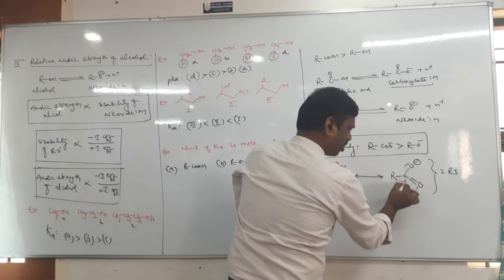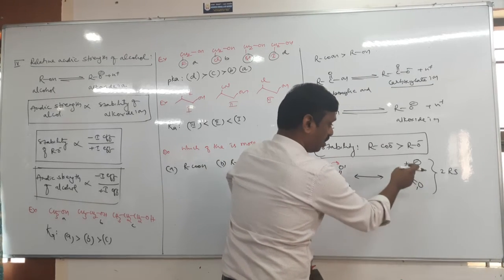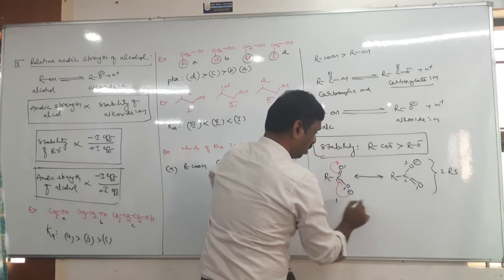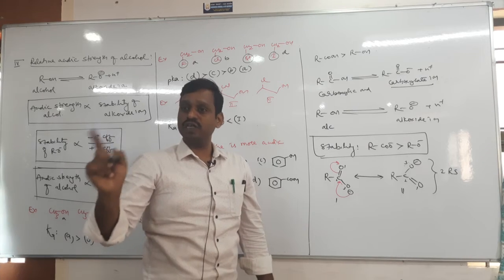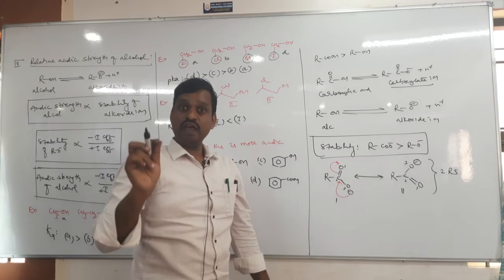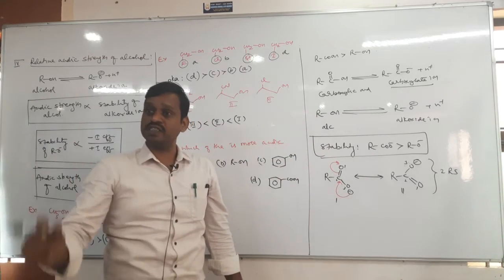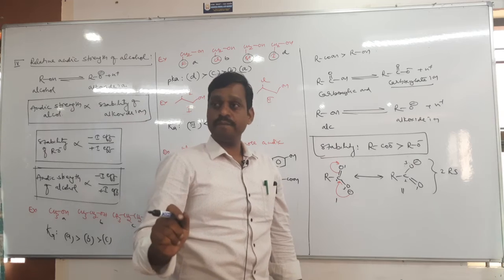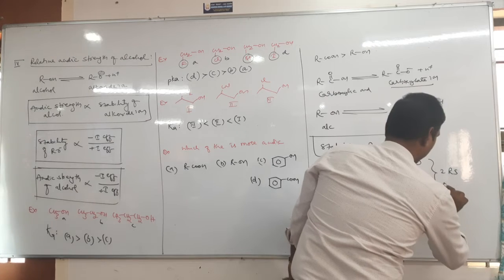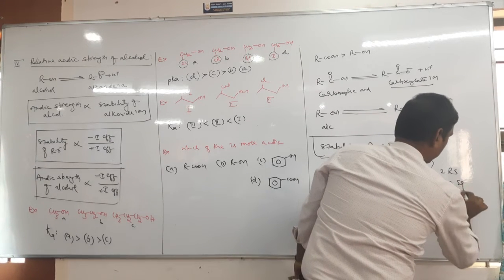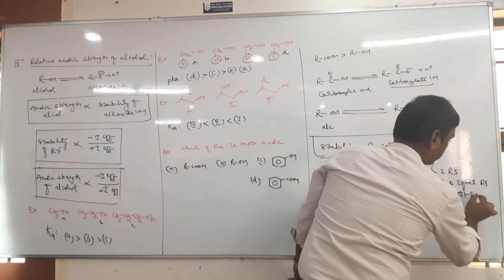Same, because the 1 and 3 are oxygen only. That means resonance structure 1 and resonance structure 2 are both equal. They are called equal resonance structures. If any anion or any compound gives equal resonance structures, it is most stable when compared with unequal resonance structures. Therefore, there are two equal resonance structures, therefore most stable.